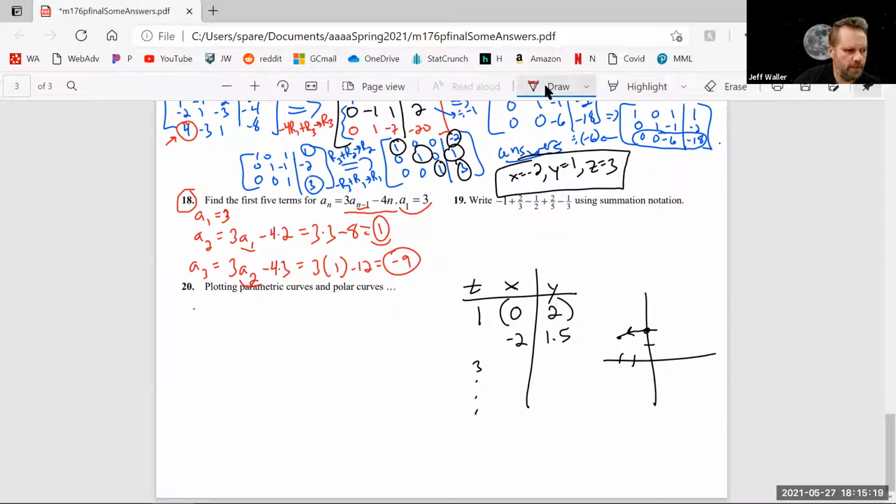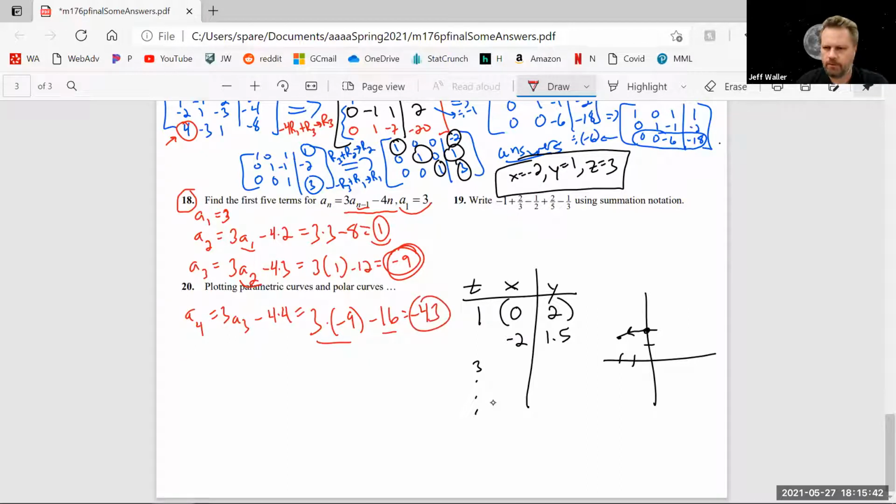All right, so what about A4? It'll be 3 times A3 minus 4 times 4. At this point, you should see the pattern right here. And what's A3? We got A3 to be -9. So this is 3 times -9 minus 16. -27 minus 16 is -43. You guys with me? Nothing amazing there. It's just like function notation. You're just plugging n in.